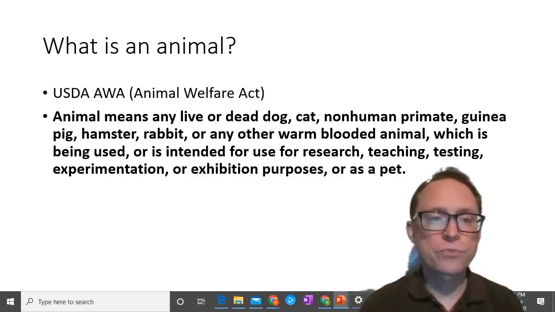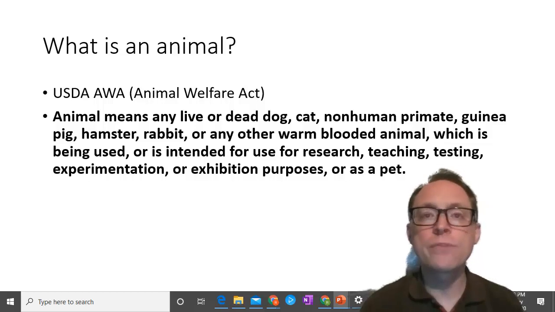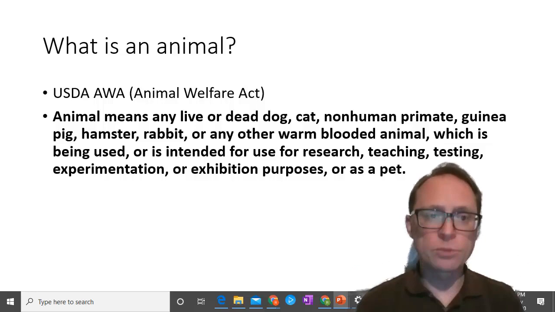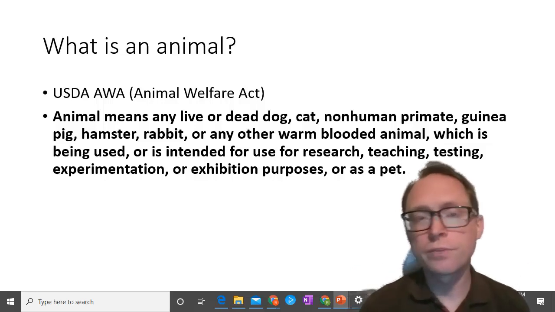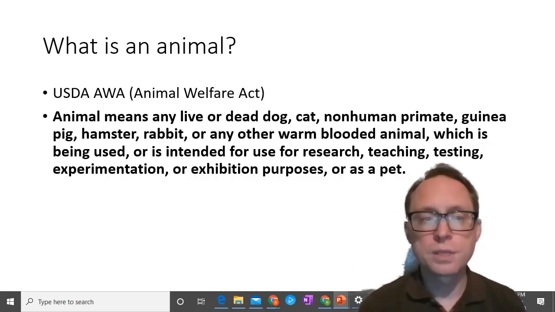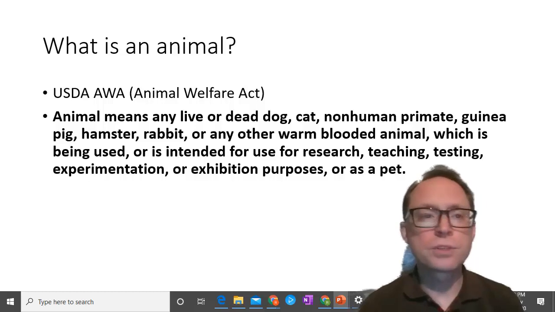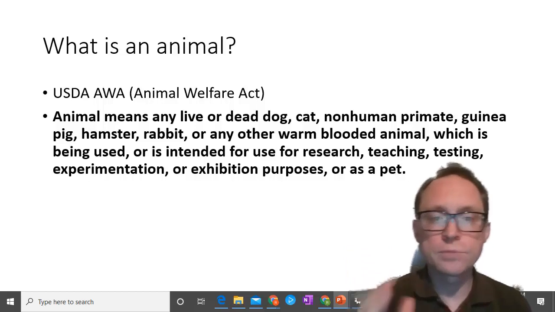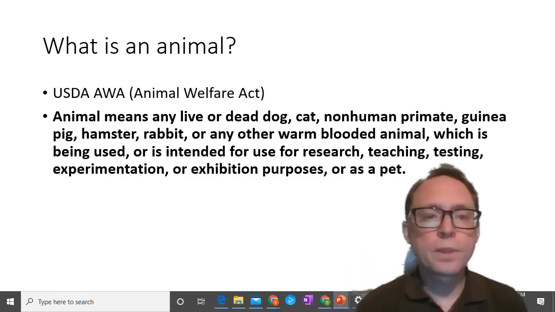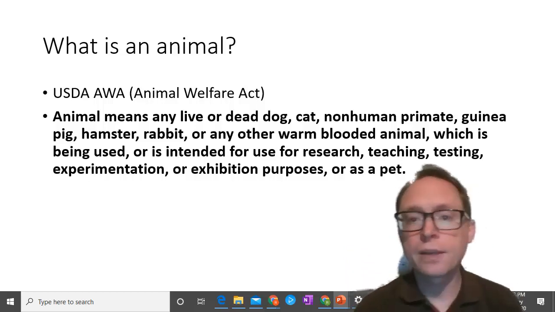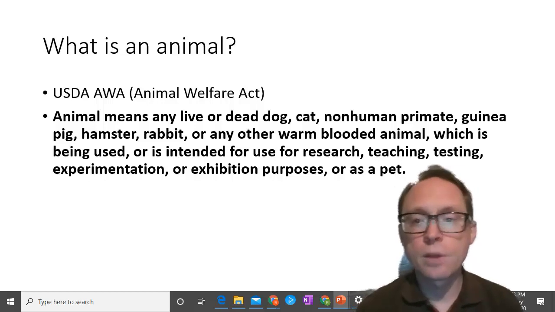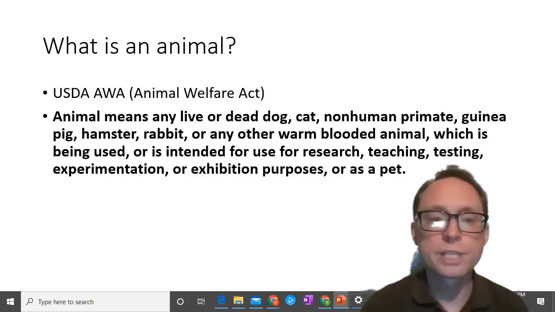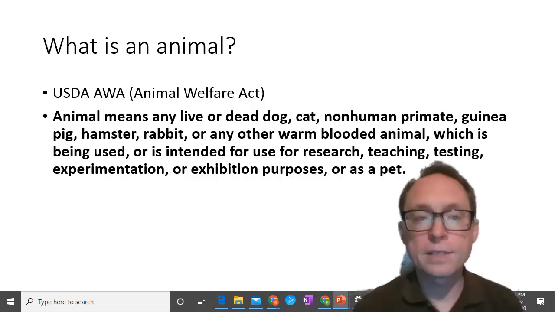when we talk about what an animal is. So the first one is the Animal Welfare Act. The Animal Welfare Act has to do with all animals, not just in research, just all animals in general. But in order to do that, they've got to determine what an animal is. So if you look at this particular one, this has to do with pets, this has to do with animals on farms, etc. So an animal means any live or dead dog, cat, non-human primate, guinea pig, hamster, and so on, whatever animal which is being used or is intended for use for research, teaching, testing, experimentation, exhibition purposes, or as a pet.